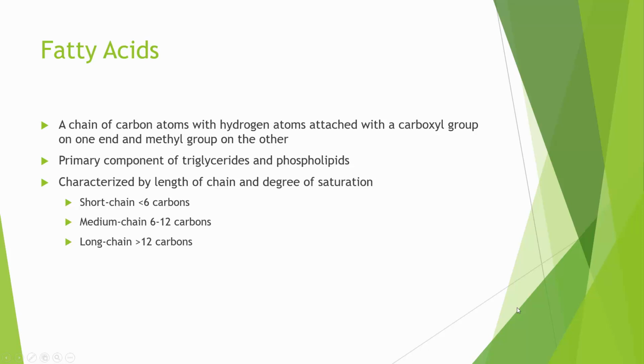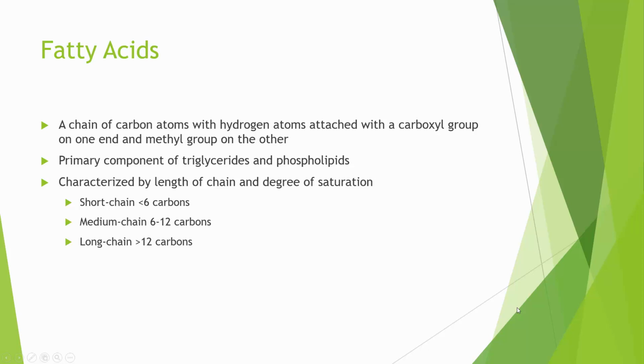Essentially a fatty acid is a chain of carbon atoms with hydrogen atoms attached to it, and a carboxyl group at one end and a methyl group on the other end. And that's our fatty acid. I'll show you a picture of what that looks like. These fatty acids make up the primary component of triglycerides and phospholipids.